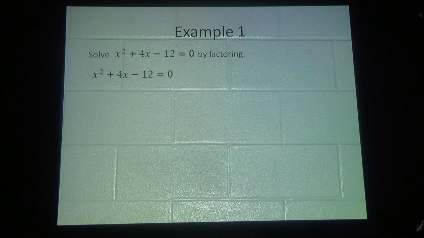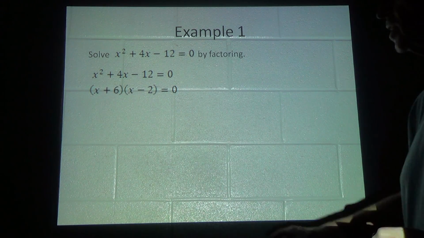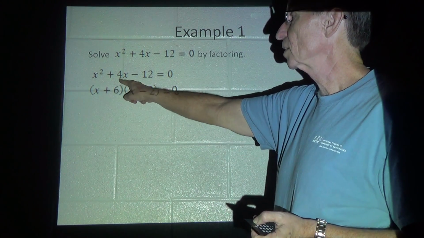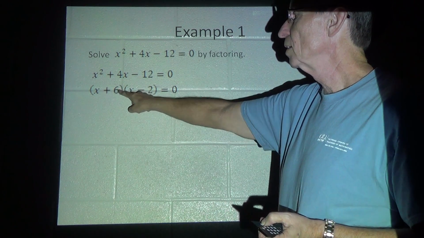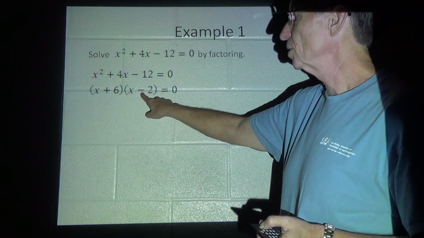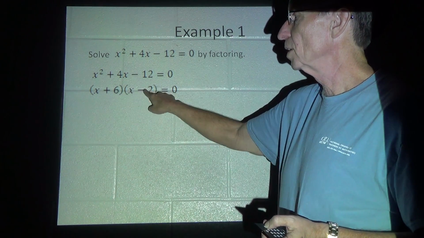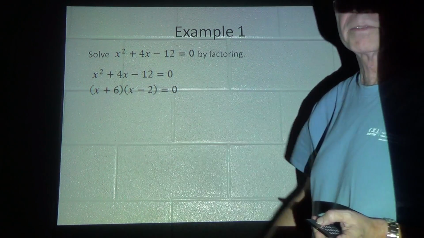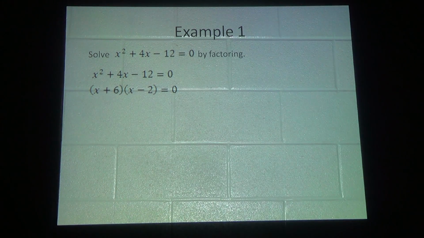So this is what we have. This is our equation. So we're going to factor it. In this case, it's relatively simple because 6 times 2 will give me 12. So I have 6 times negative 2 in this case because of this. And the reason I knew that the negative went with the smaller number is because the sign in front of the 4x is positive. So that means the larger factor had to be the positive factor.